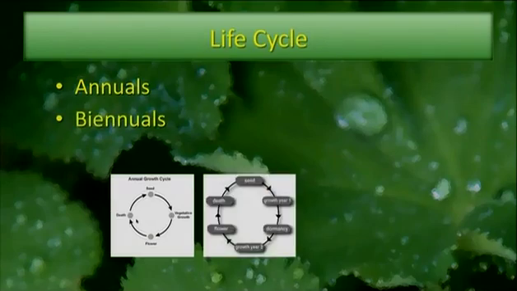Now biennial life cycles take 2 growing seasons to complete the cycle. It goes from germinating seed to growth during the first year. Then the plant goes dormant, things like beets, things like carrots. They store their food in their roots, and then they'll overwinter after they're dormant.